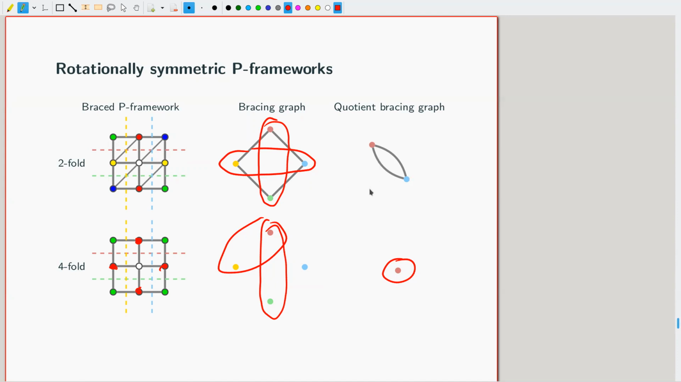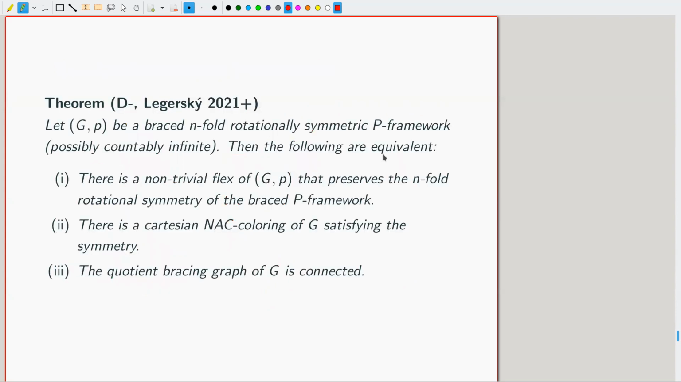So here there would be a chance to make it flexible, because if I remove the corresponding braces, I get a disconnected graph. So just to summarize it in a theorem: if you have an n-fold rotationally symmetric P framework, it's flexible, keeping the symmetry along the flex, if and only if there exists a Cartesian NAC-coloring again, but it has to satisfy the symmetry. So the edges that are symmetric, or edges in one orbit under the symmetry, need to have the same color, and it's if and only if the quotient bracing graph of G is connected.